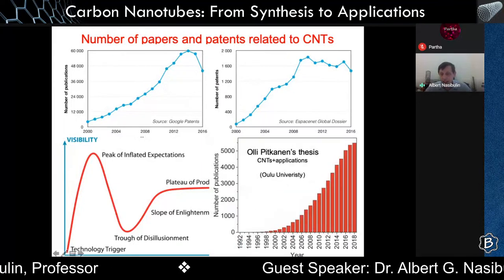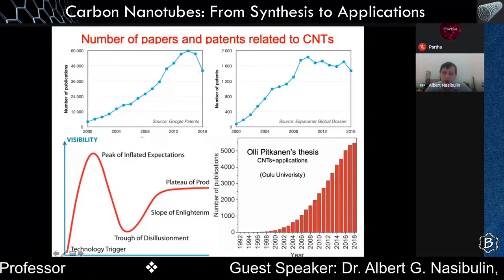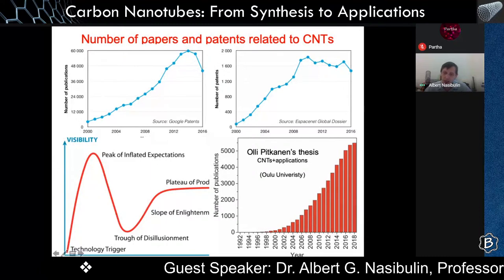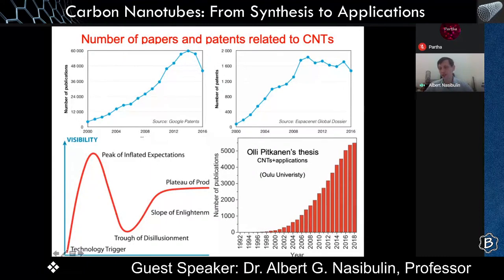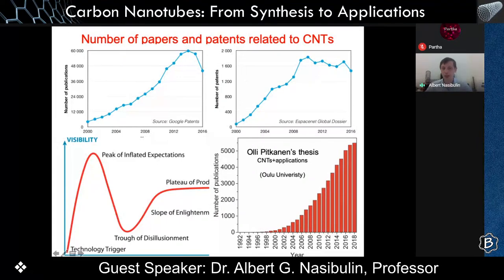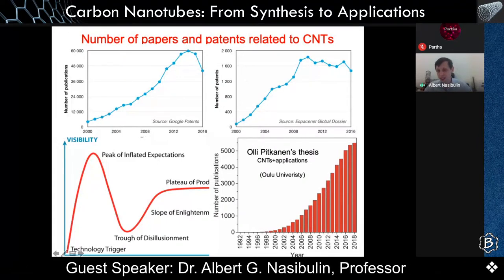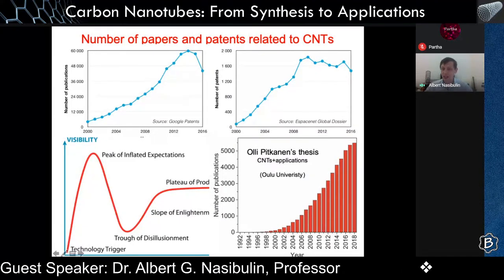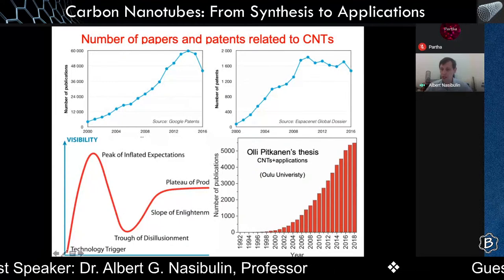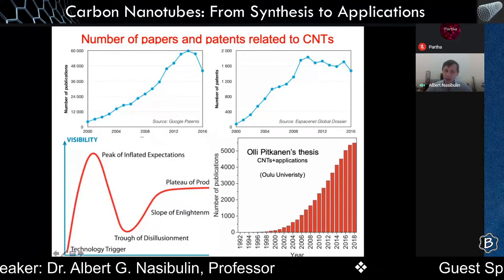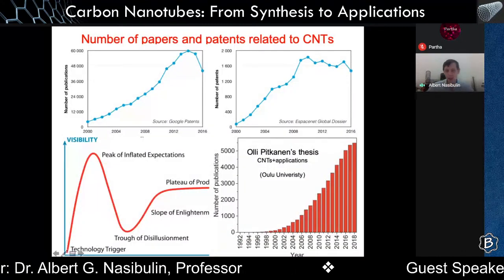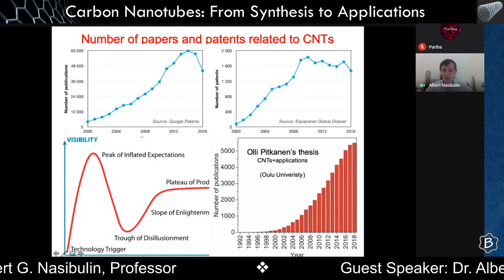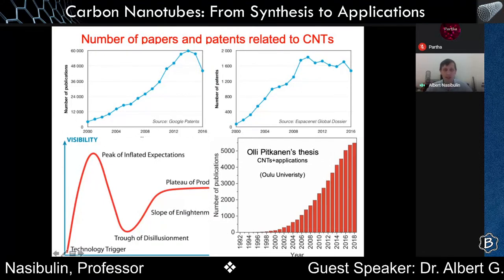Last year, I was an opponent for one of the PhD dissertations by Olli Pitkänen. In his introduction, he wrote that carbon nanotubes are still important and still of growing interest. How did he show it? He selected two keywords to demonstrate: carbon nanotubes plus applications. Indeed, you see that the number of publications is growing. And very importantly, if you would like to justify your research, you would always be able to find a way to do this.